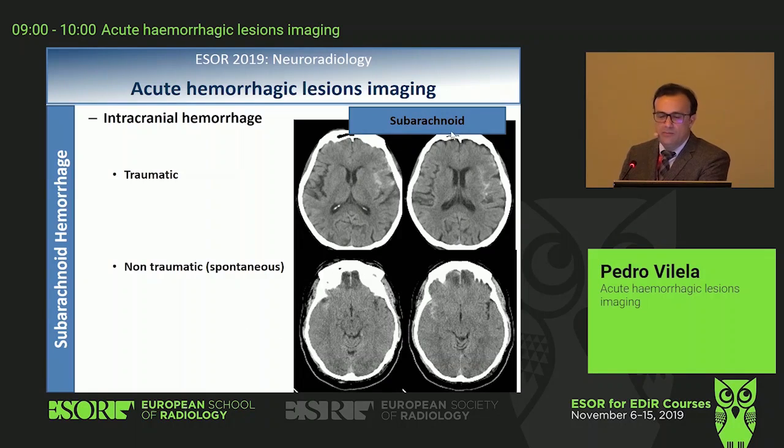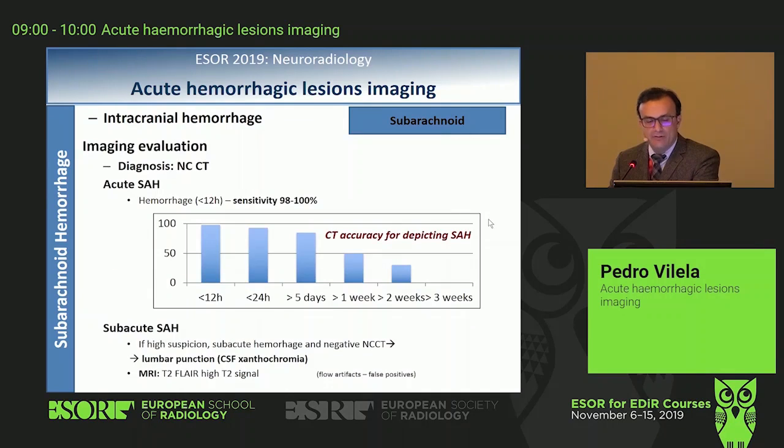Subarachnoid, just to mention that we may have traumatic ones, as you see here, that has foci of contusion and subarachnoid hemorrhage, or associated with a rupture of an aneurysm. Just remember that CT is the best method to make the diagnosis, especially during the first 24 hours. Then the accuracy will decrease, and to look for subarachnoid hemorrhage, you do an MR, or you do a lumbar puncture, and you are going to look for xanthochromia in the CSF.